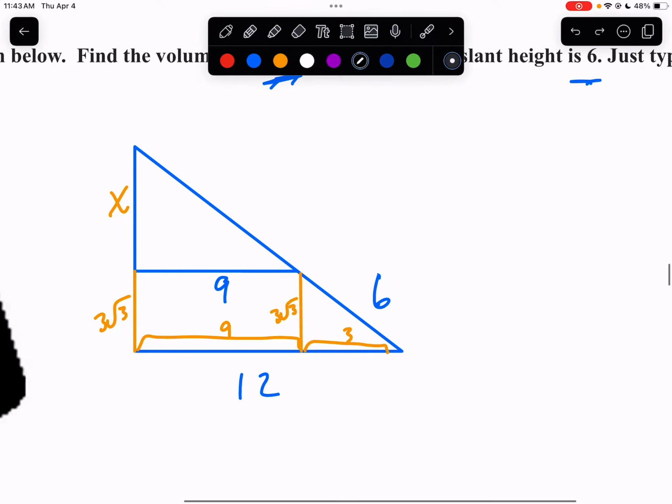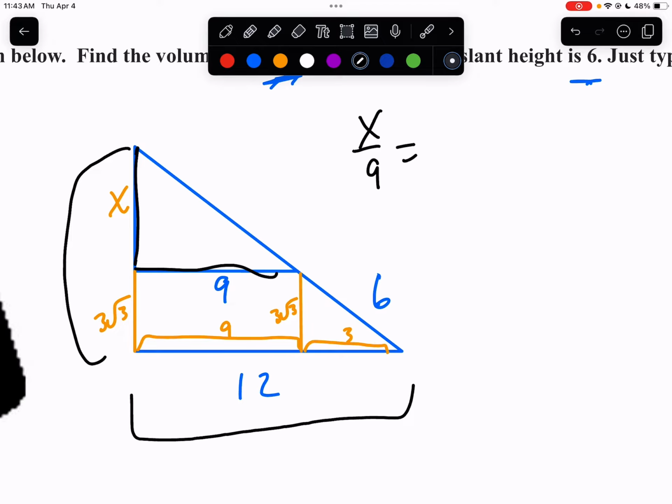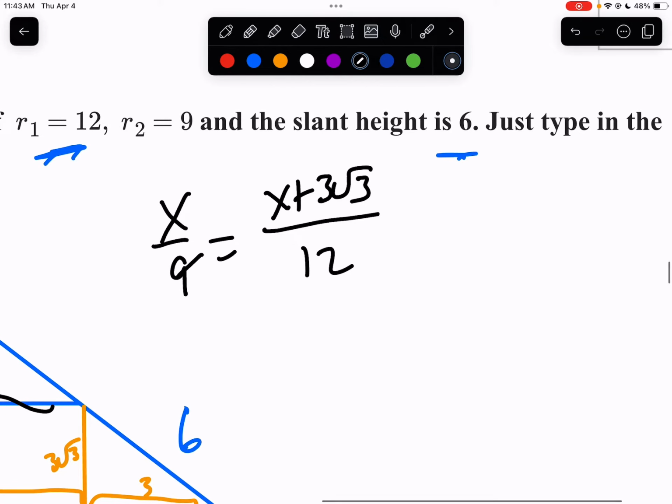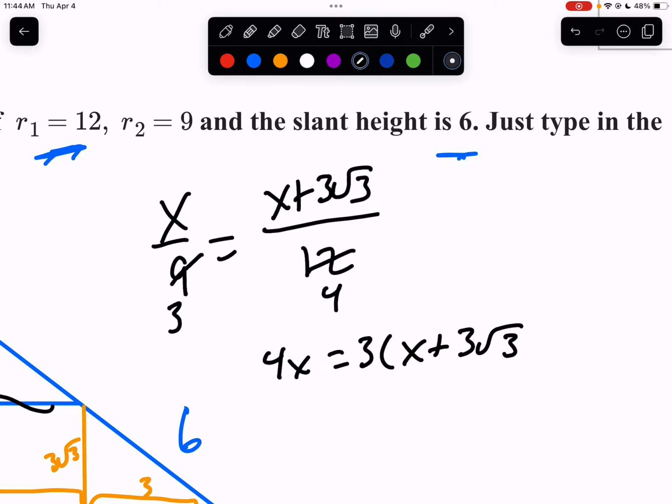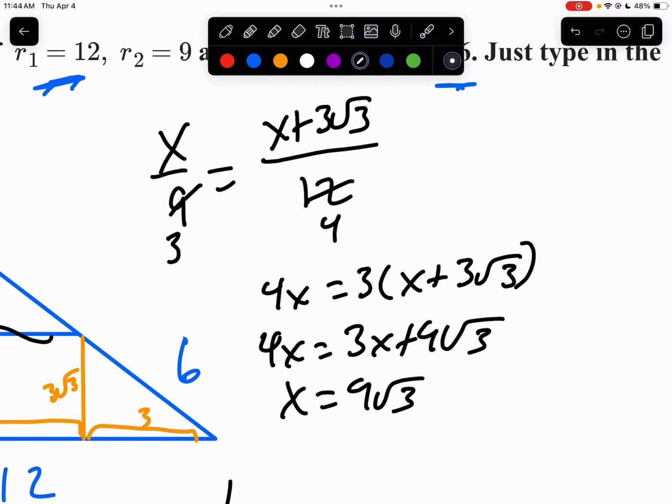What do the proportions tell us to do? I do left over bottom of the small triangle, and that needs to equal left over bottom of the big triangle. That'd be x plus 3 root 3 over 12. From here, you can do a few things, but I like reducing when possible. I'm going to reduce the 9 and the 12. This would be 3/4. And then you need to cross multiply. You're going to have 4 times x equals 3 times x plus 3 root 3. So 4x equals 3x plus 9 root 3. So x equals 9 root 3.